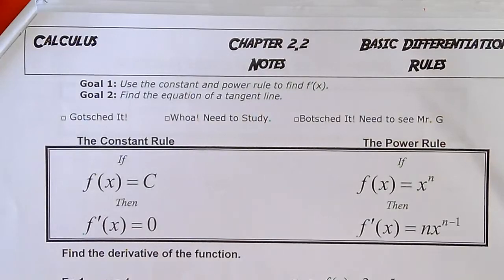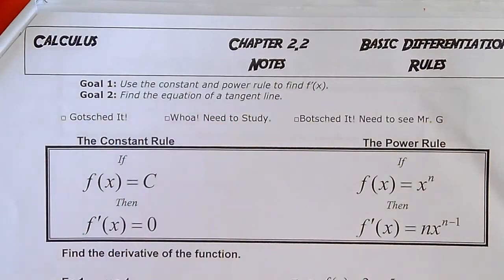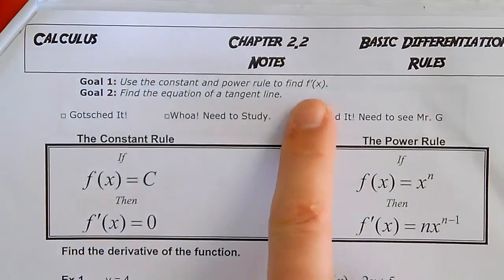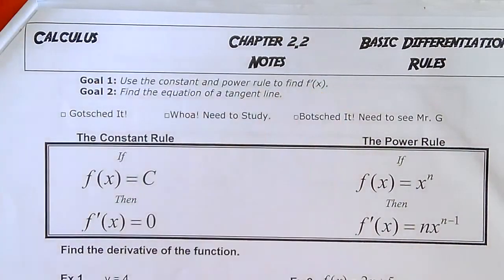All right, ladies and gentlemen, so today we're going to do chapter 2.2, which is just basic differentiation rules. Today we're going to show you the constant and the power rule to find the derivative of f of x. That's the little f with a little tick mark on top. That means the derivative of f of x. And we should know derivative is what again? What's derivative stand for? Slope. We're finding the average rate of change, the slope of the function.